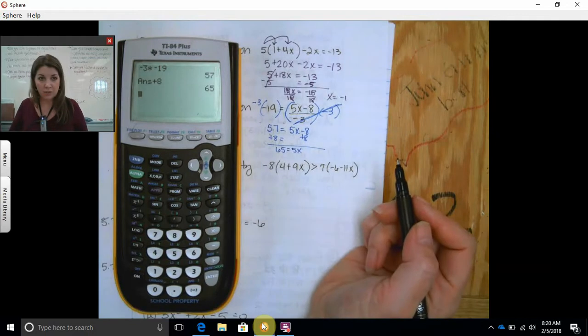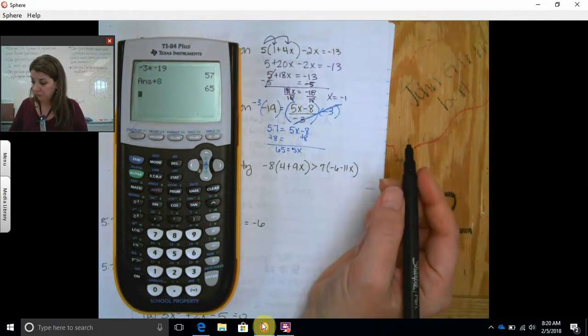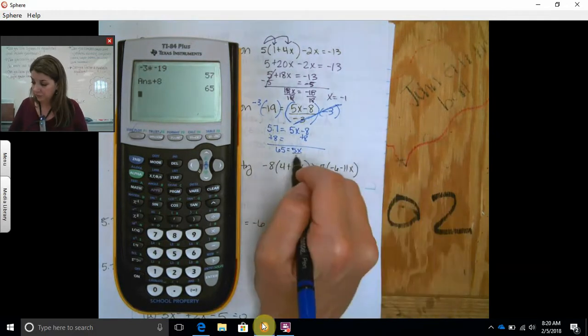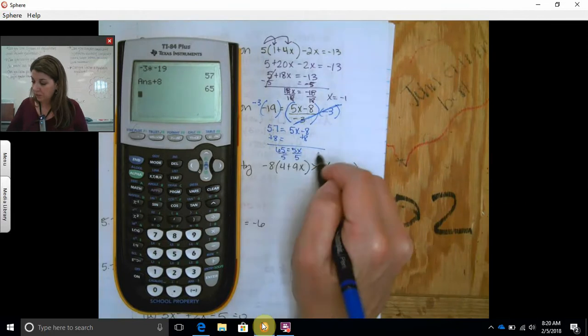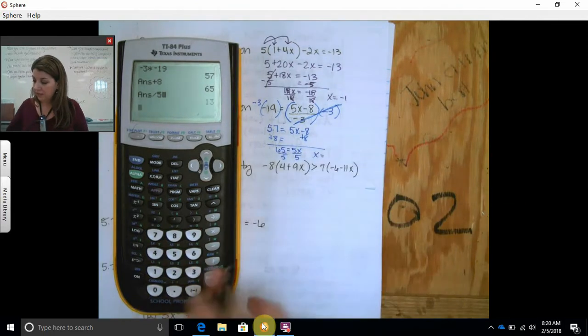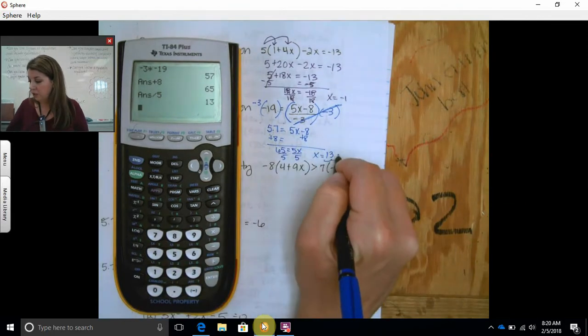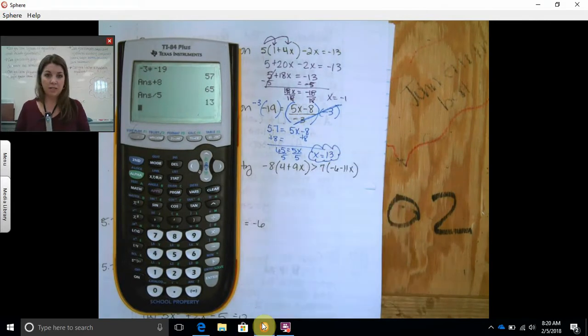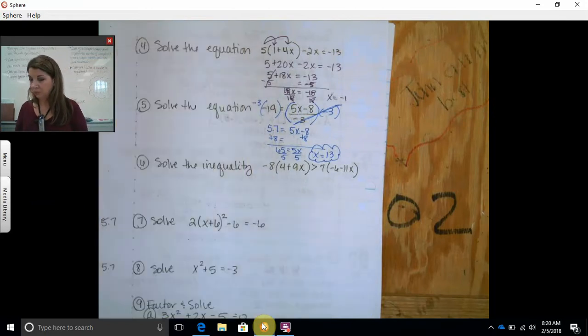Have I solved for x? No, not yet. What do I do? Divide by 5. So x equals 65 divided by 5 is 13. Once your x is completely isolated, you are finished. Coolio? You might have questions on that?